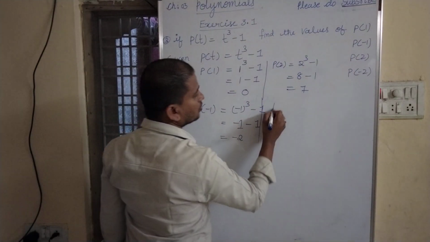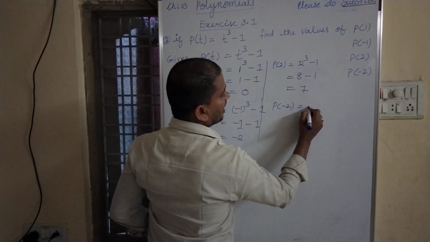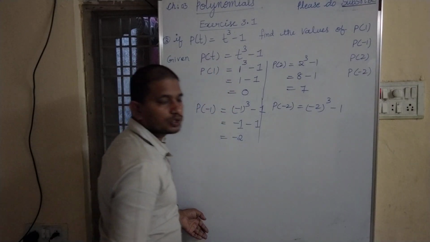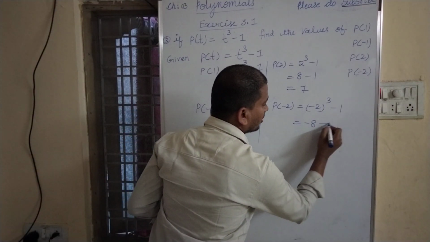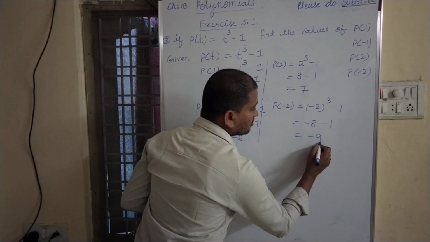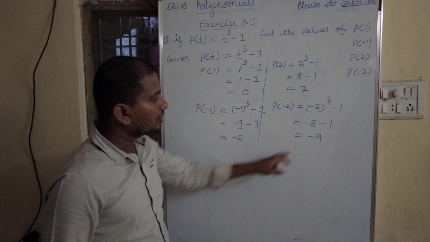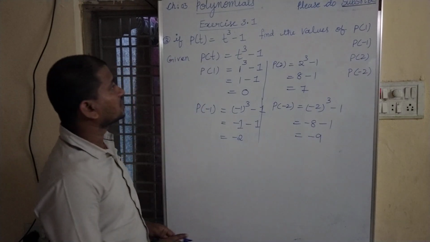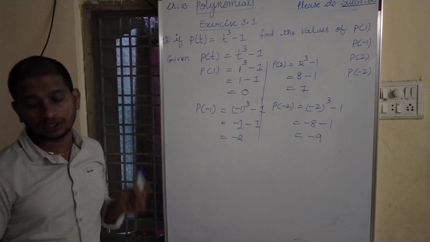Next p of minus 2, that is minus 2 whole cubed minus 1. Minus 2 whole cubed in the sense minus 8, then minus 1. Minus 8 minus 1, both are the same signs, so we have to add 8 plus 1, 9. The sign is minus, so minus 9. Okay, this is our third question and also an important question.